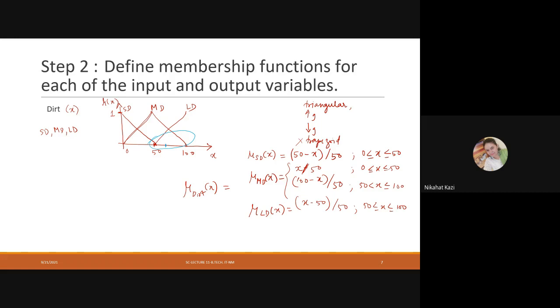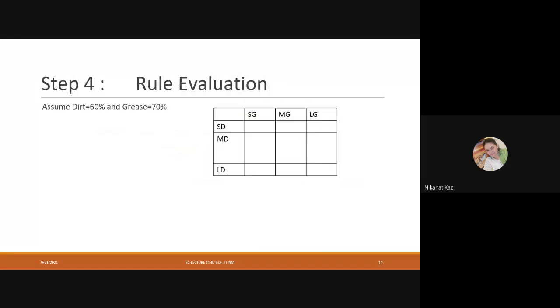So I have to look at the corresponding equations for each of these lines. One will be a decreasing line, one will be an increasing line. So I will use these two graphs and look at the fuzzified value. Let me write this down. The mu value of dirt is in two regions. One is in medium dirt, and one is in large dirt.